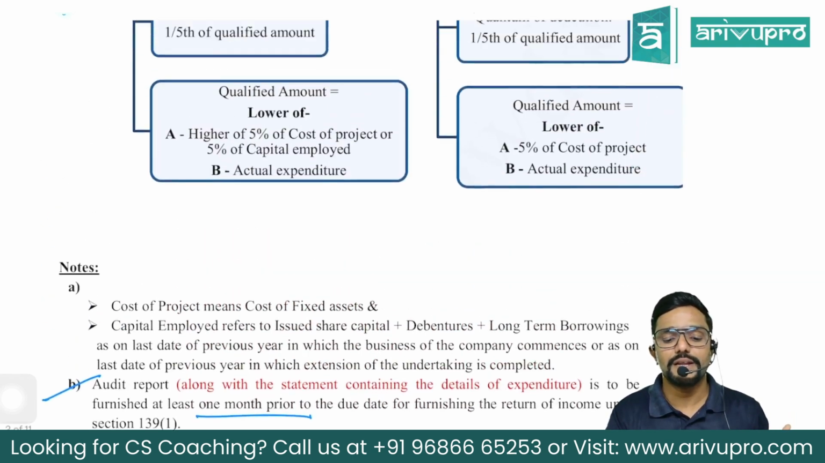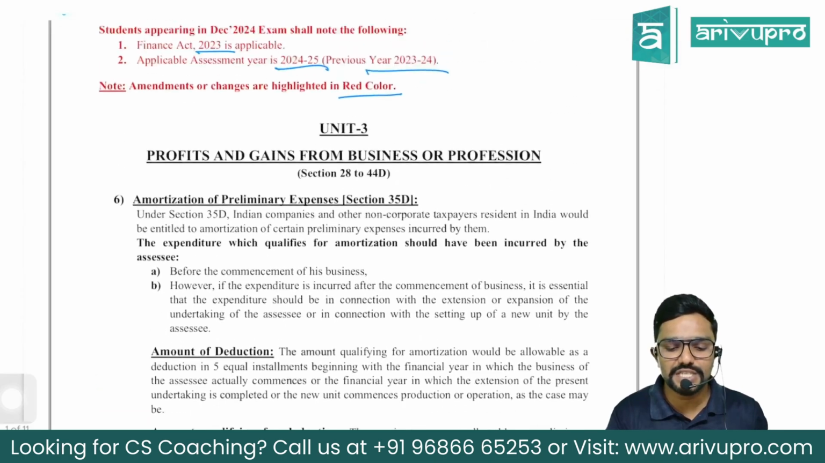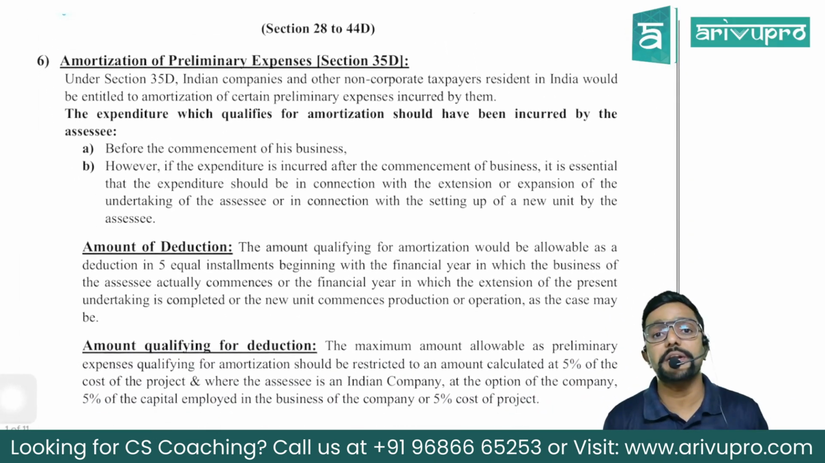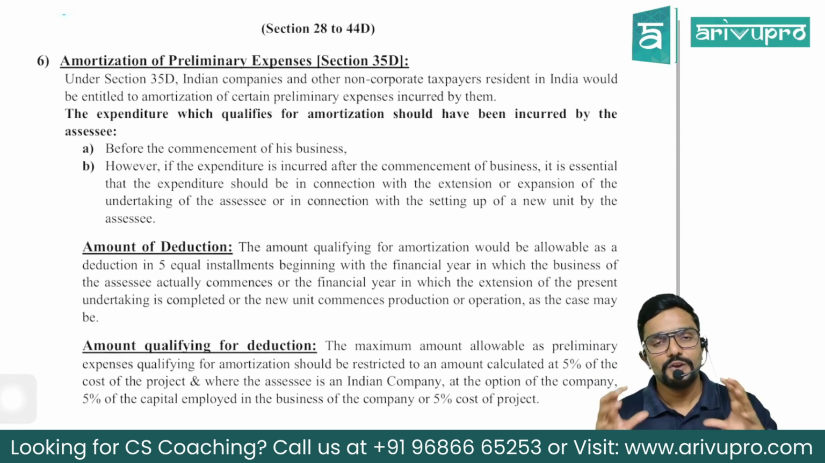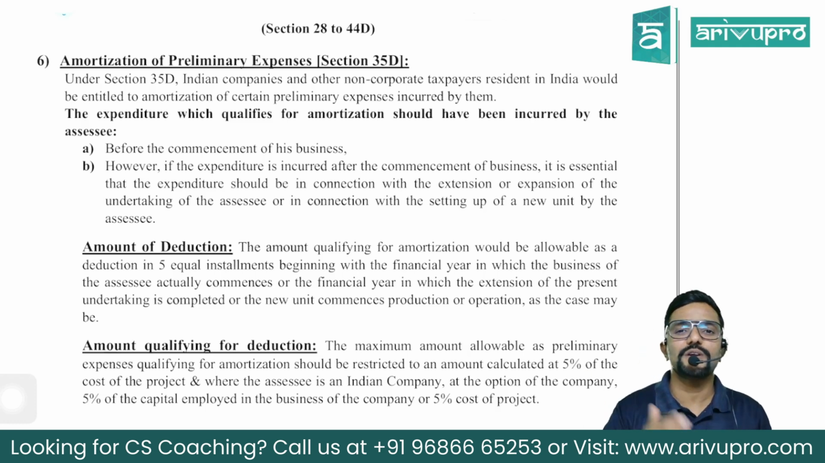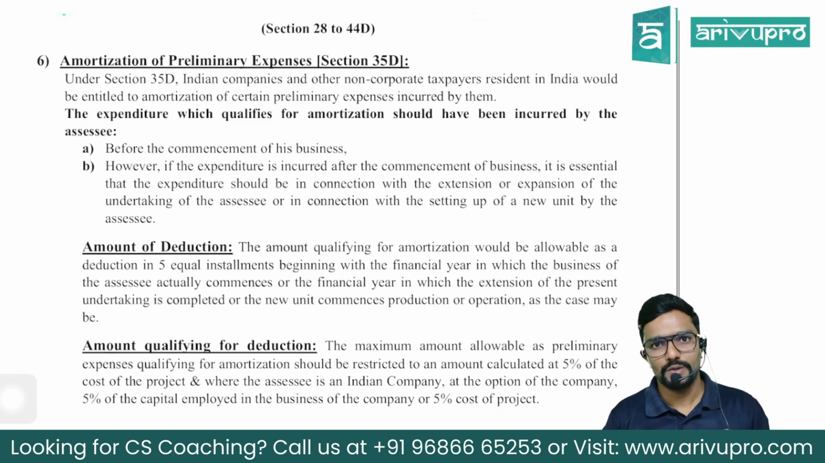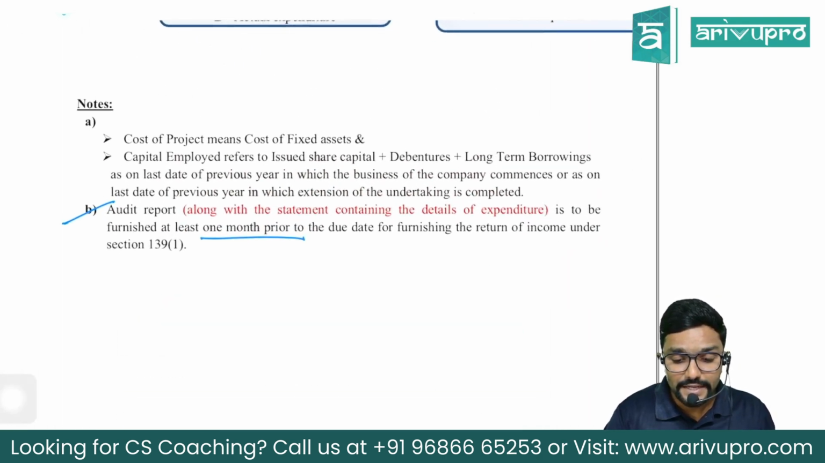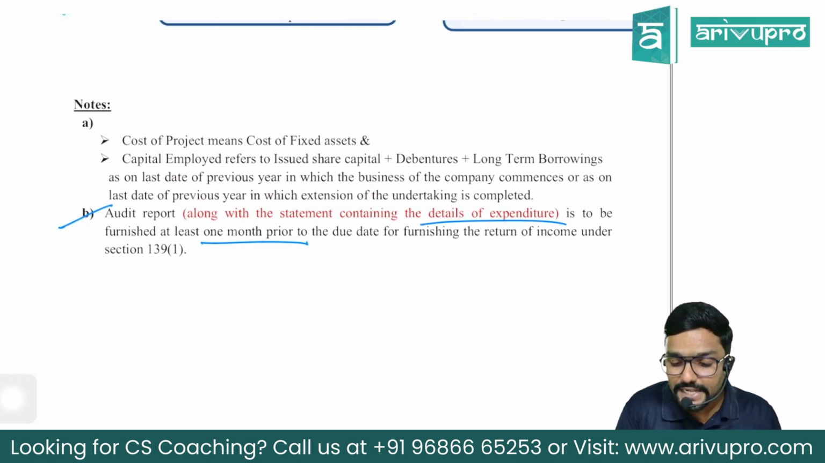Whoever is claiming the deduction under section 35D for preliminary expenditure was supposed to file the audit report 1 month prior to the due date of filing their income tax returns. The due date for an assessee for whom audit is applicable is 31st October of the assessment year. So 1 month prior means 30th September. On or before 30th September, a copy of the audit report has to be filed, and along with that, a statement containing the details of expenditure.